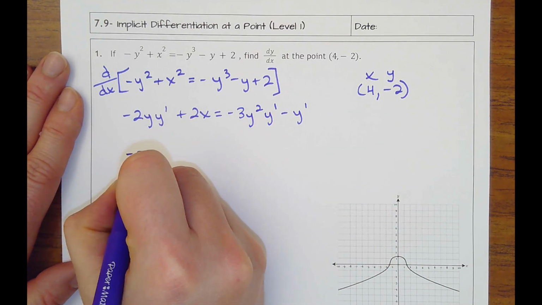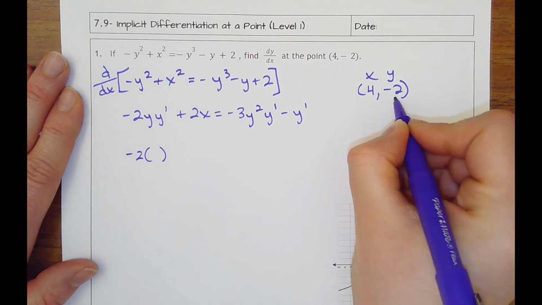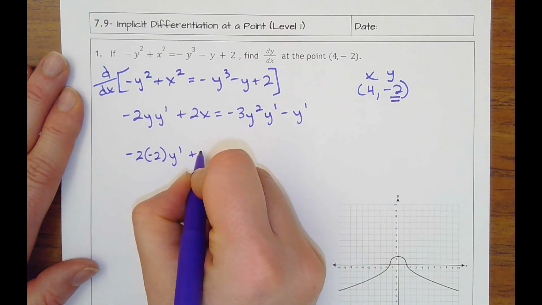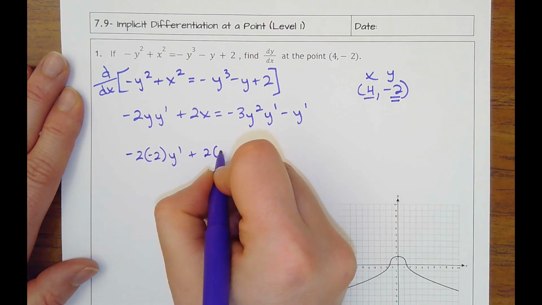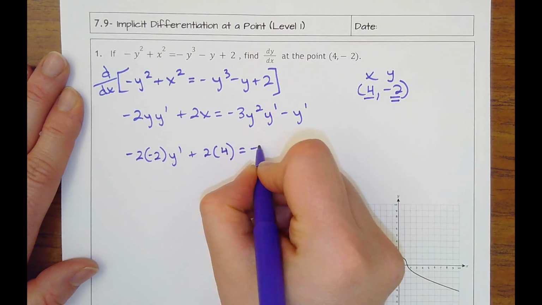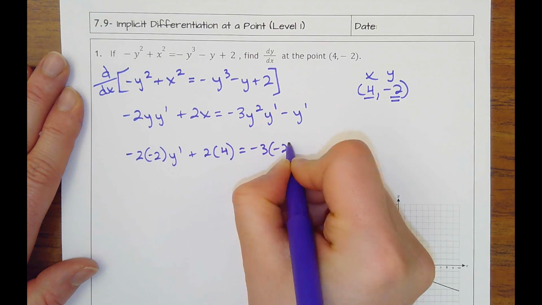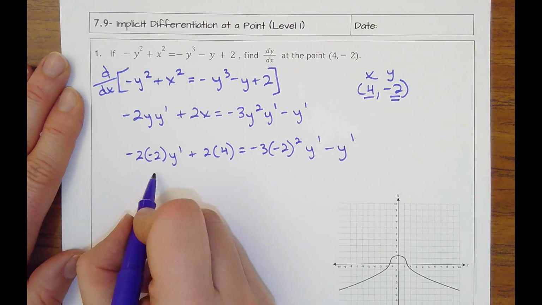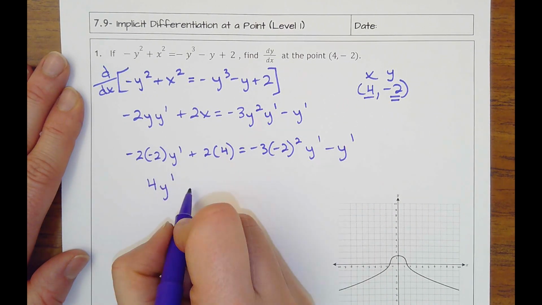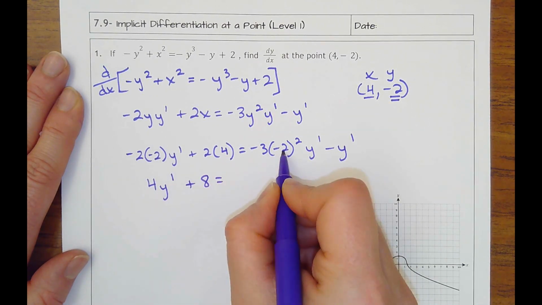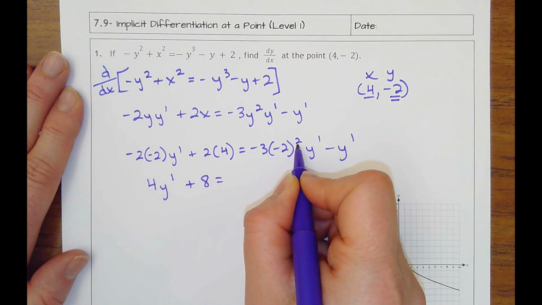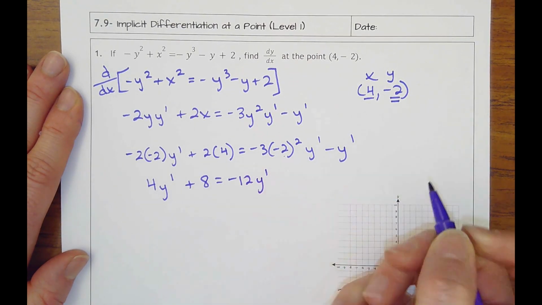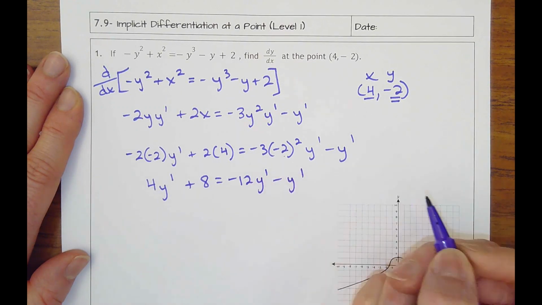So I would have -2 times -2 y prime plus 2 times my x, which is 4, equals -3 times my y, -2 squared, y prime minus y prime. So that would be +4 y prime plus 8 equals, -2 squared has to come first, that would be 4 times -3, so -12 y prime minus y prime.